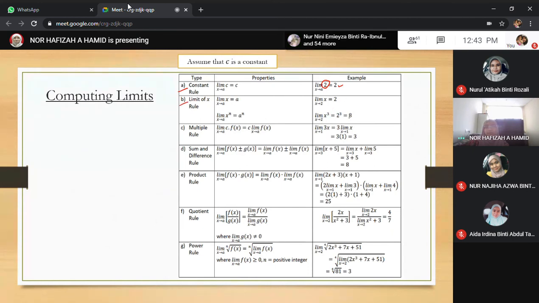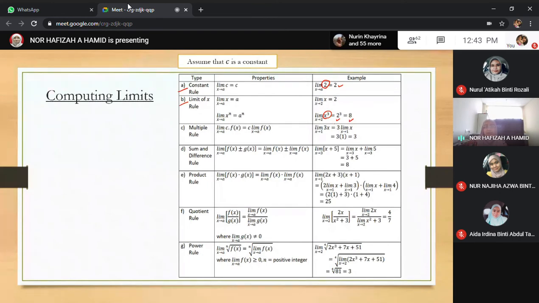when x, so example dia when limit x approach to 2, so function dia is x cube. So to calculate values, you just substitute je x dia with 2, so dapat 2 to the power of 3, so equal to 8. Okay, so yang ni semua kita nak compute limit tanpa refer graph. Macam sebelum ni, example 6, example 5, example 3 tu, semua you compute limit tapi based on graph.